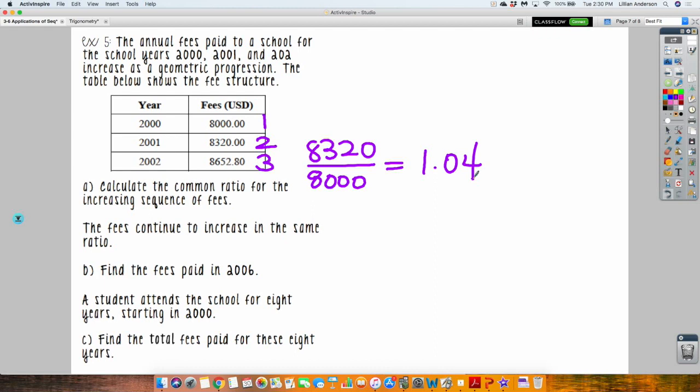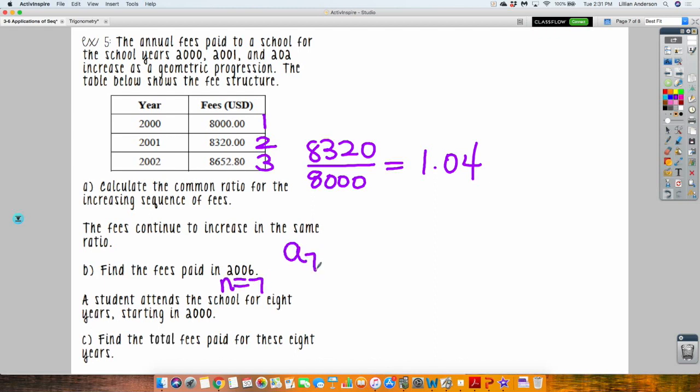That takes into account that whatever the percentage of increase was for the fees, they've already added it to the 8,000 that it originally was. That's what that 1 represents. So the increase was actually a 4% increase in fees. Does everybody understand, based off that number? The fee continued to increase at the same ratio. Find the fees paid in 2006.